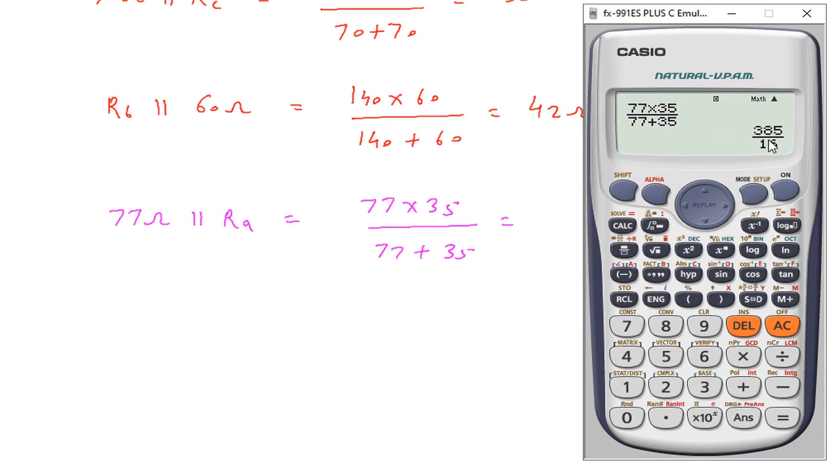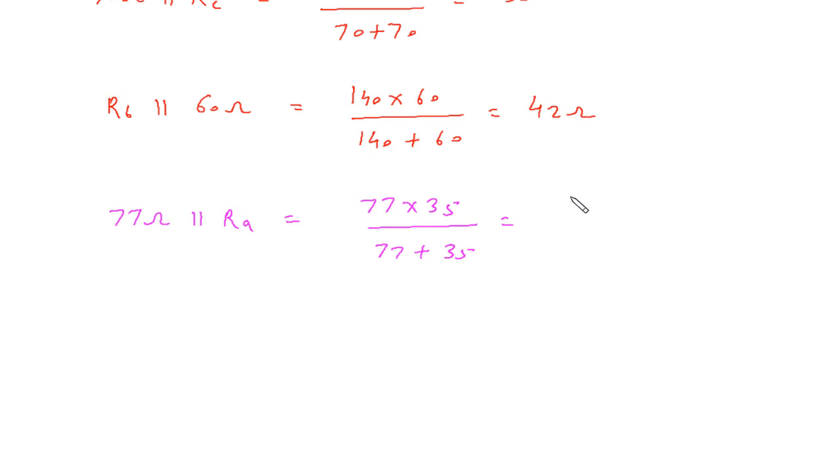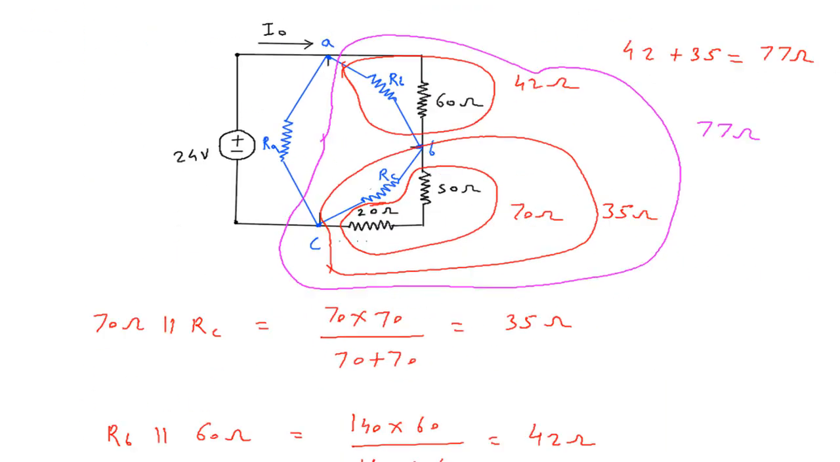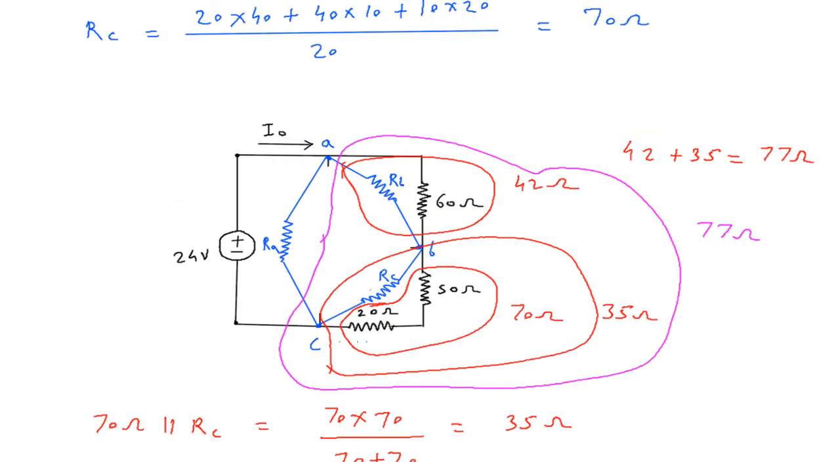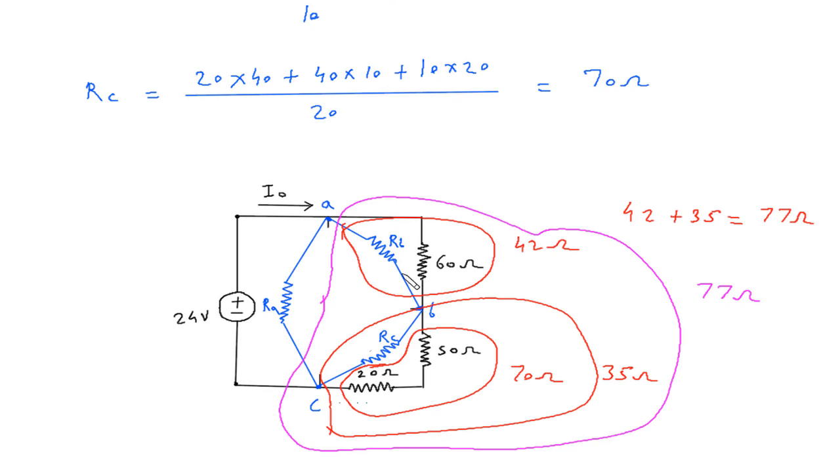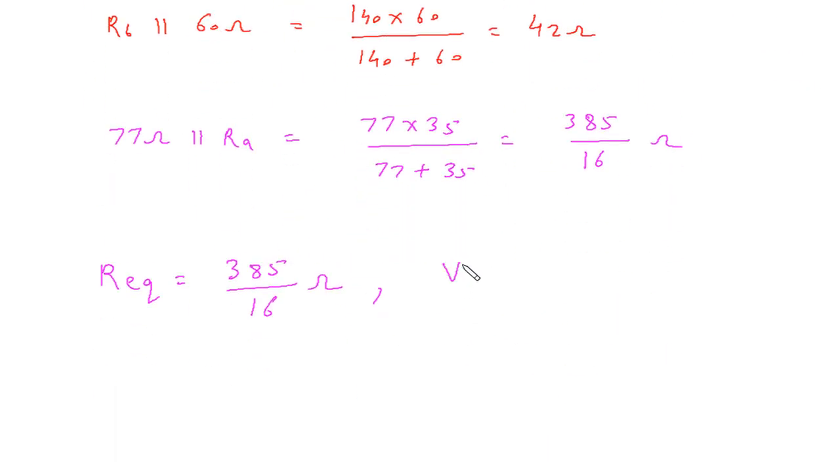This is 24.06 or 385 by 16 ohm. This is the value of this whole resistance. So we will put Req is equal to 385 by 16 ohm and V is equal to 24 volts.